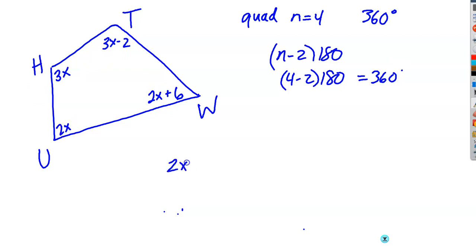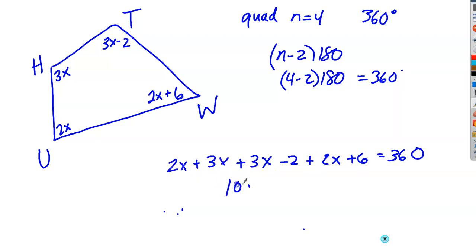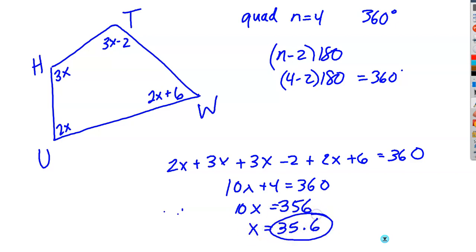So I could do 2x plus 3x plus 3x minus 2 plus 2x plus 6 equals 360. So let's see. I've got 10x plus 4 equals 360. So 10x equals 356, excuse me. And so this isn't another beautiful number, but it's not terrible. It's not a repeating decimal. So that's x. And then if I wanted the measure of angle W, for example, I would plug in that value for x and solve, right? So I'm just making sure you can do that.